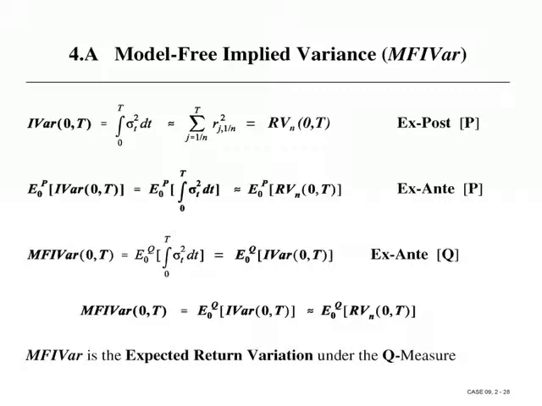Now, what we are going to do is go to the model-free implied variance that comes out of options. We're going to be valuing exactly the same, taking the expectation of exactly the same quantity, this integrated variance, but under the Q measure instead of the P measure. And so we're going to get the expected value under the Q measure of the integrated variance. Again, this is an ex-ante measure, and that's what options always do. Options reflect market prices of something that's resolved in the future. So it's a forward-looking expectation.